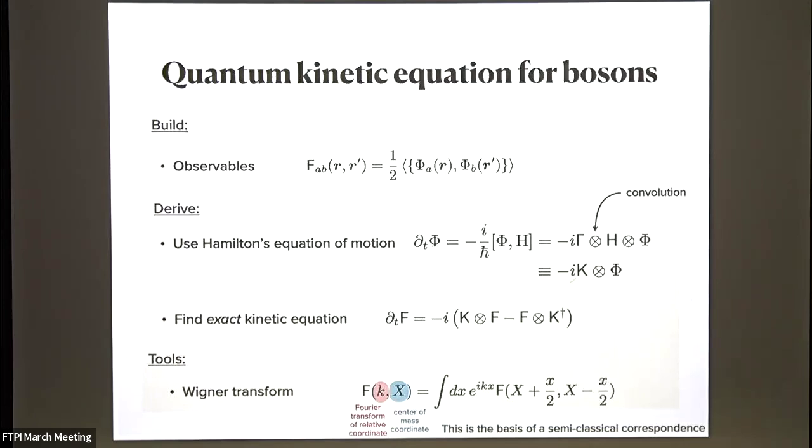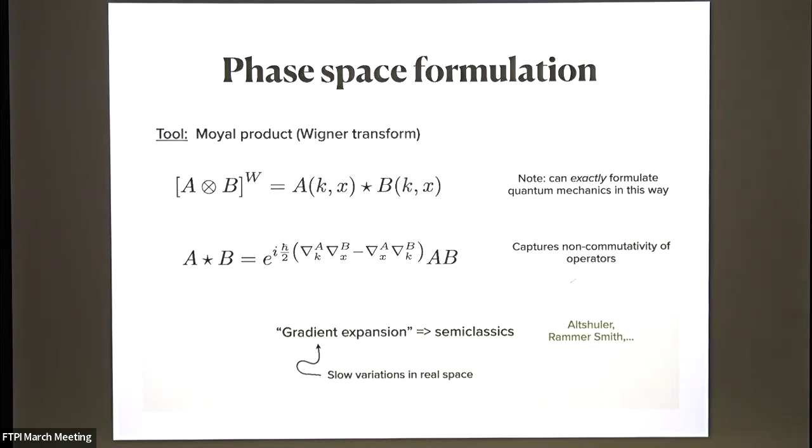And what happens when you do this is that this horrible convolution turns into what is called a star product, or Moyal product. And the Moyal product is defined in this way. This is really the expansion of this, which is going to provide a systematic derivation and expansion to any order that you want in the kinetic equation. And at first order, we will recover Boltzmann's equation with all the geometric terms.